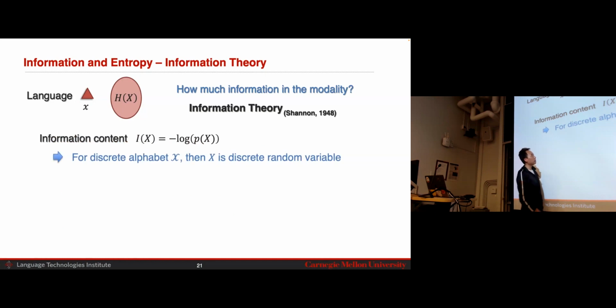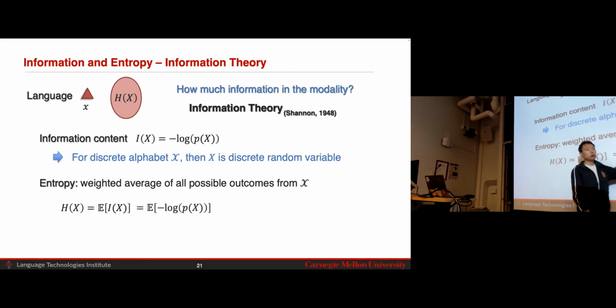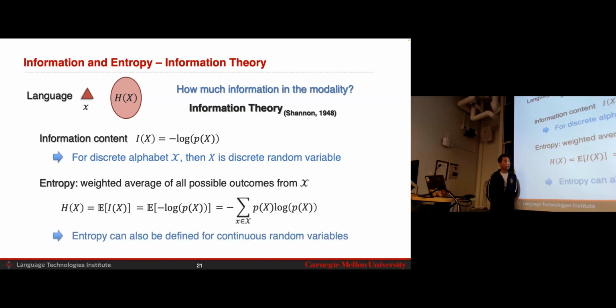So that was the information content for one particular element in the sample space of X. In general, for the entire distribution, the entire random variable, the information is given by the entropy, being the expected value of the information content over every element. So basically the expectation over all x in your sample space of the information content, negative log p of x. Entropy can also be defined for continuous random variables, but essentially it summarizes, in expectation over all the elements of a random variable, how much information it gives me.